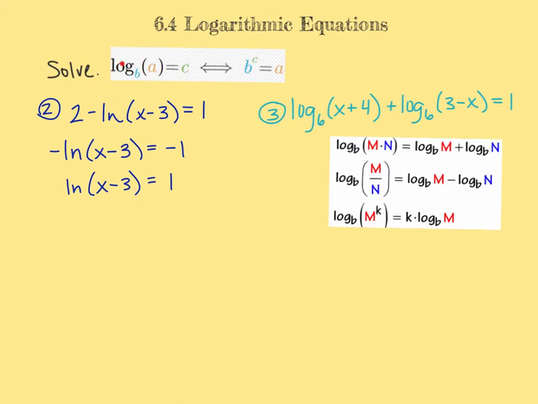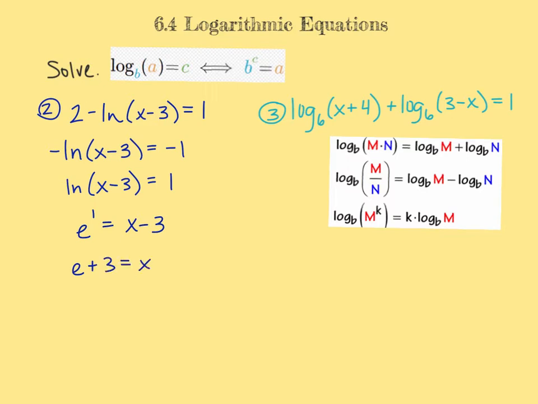So now we can clearly see that we have a logarithmic form of an equation, and we want to get that to an exponential form so we can solve for the x. Remember, with natural log, the base is e. So we'll have e to the first equals x minus 3. E to the first is just e, so we'll have e plus 3 equals x.